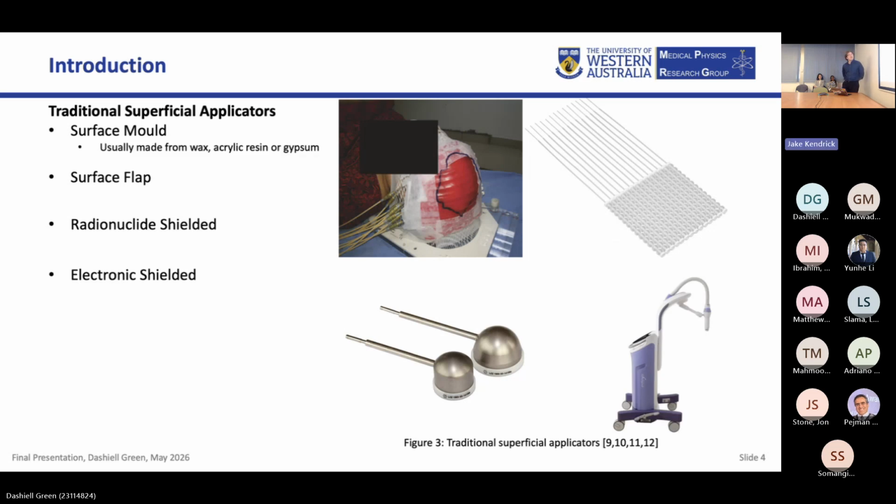So the surface mold are usually made from wax, acrylic resin, or gypsum and are molded to the patient's surface. The surface flat are utilized for skin topography and placed straight onto the patient. Radionuclide shielded for smaller tumors and made of tungsten to reduce absorbed dose elsewhere. And the electronic shielded is less so a brachytherapy treatment type. It doesn't use radionuclides and delivers low dose X-rays instead.